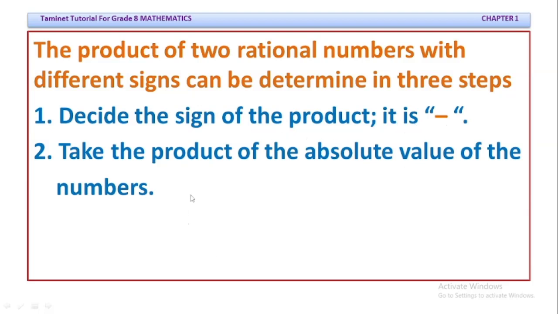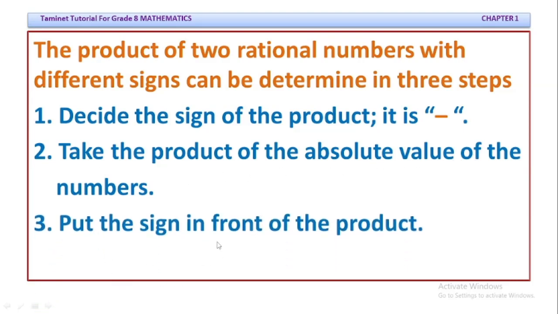Negative. Then take the product of the absolute values of the numbers.